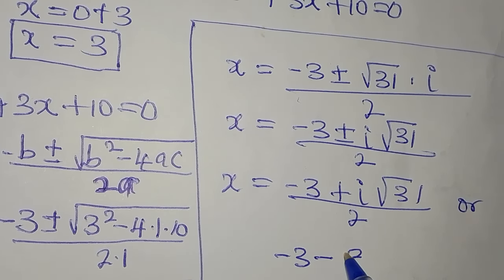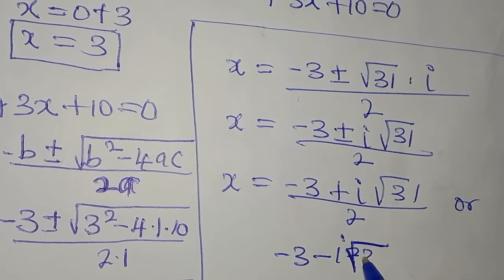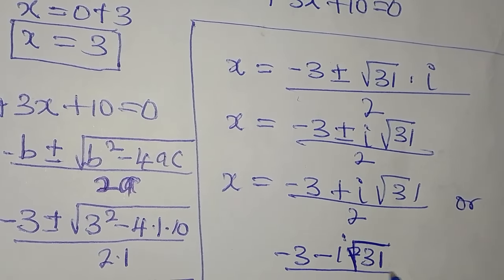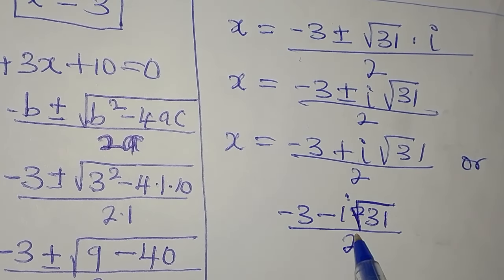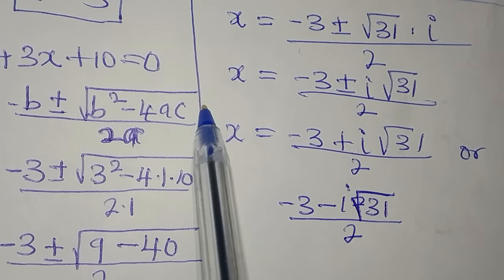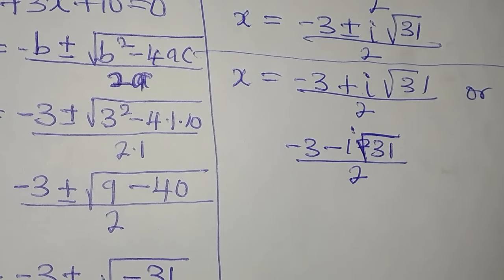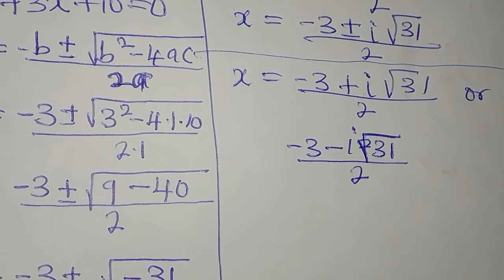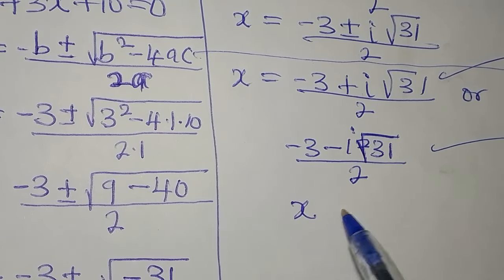i, then square root of 31. This is still over 2. So the only difference between this and this is that this is positive and this is negative. Remember before now that I had 2 solutions. So the 3 solutions are this right here, this one, and then x equals 3.